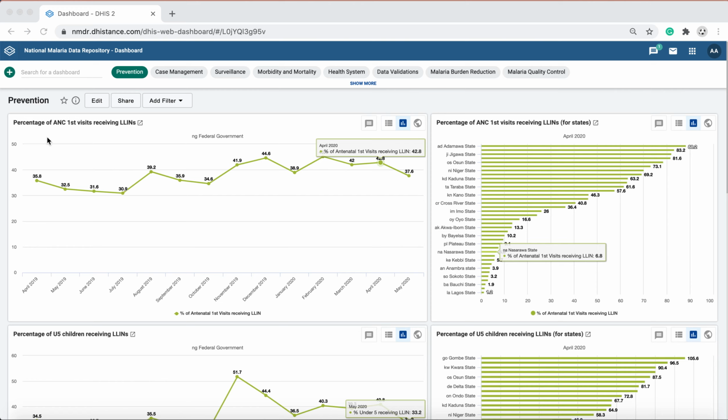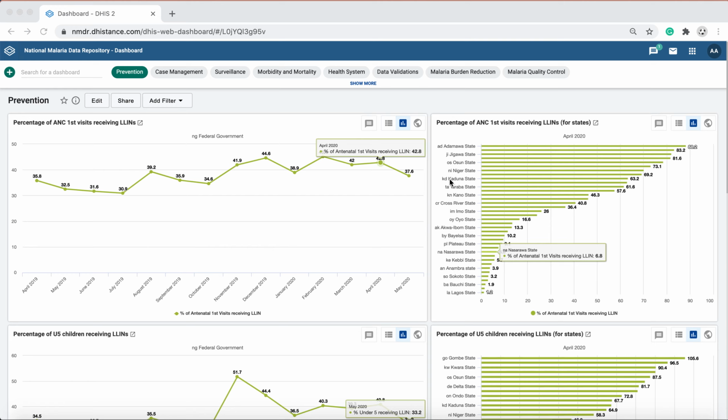The first indicator to look at is the percentage of ANC first visits receiving LLIN. We now did a trend that shows 13-month trend data from April 2019 up to May 2020. And you can appreciate the movement and uptake between 35%, with an average of up to about 40%.